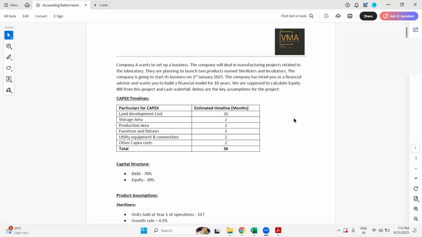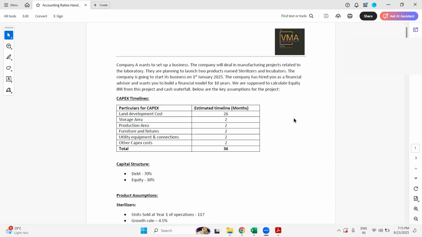So here there is a company named A, which wants to set up a business, right? Now the company will deal in manufacturing products related to the laboratory, right? So basically the company is setting up a business where they will manufacture the products related to a lab, right? Now they are planning to launch two products. So basically the company says that okay, I will only sell two products. One product is sterilizers and the second product is incubators, right?